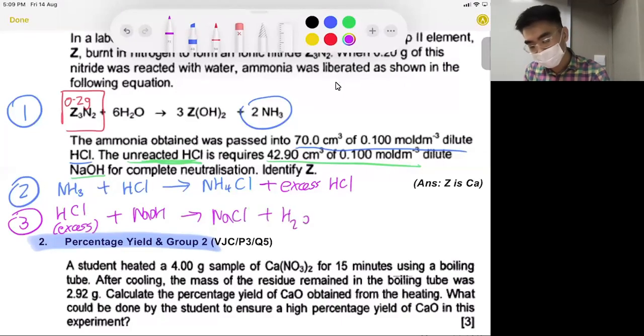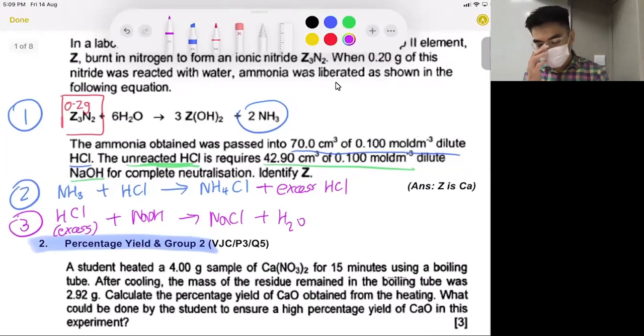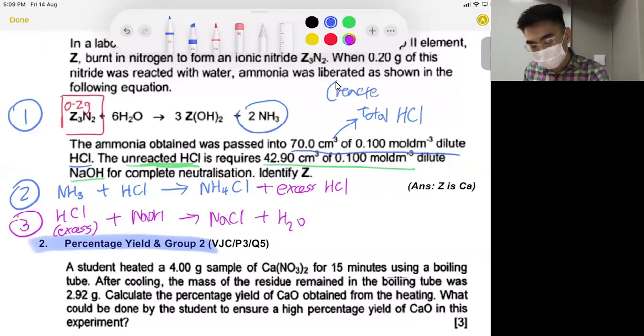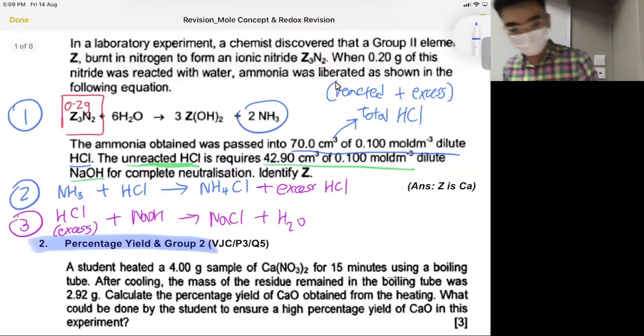Can you try it very fast? Please tell yourself that this is the total HCl, and total is reacted plus excess. Simple one, just to warm up your brain.